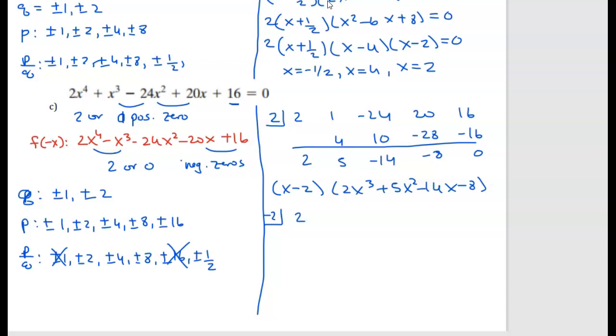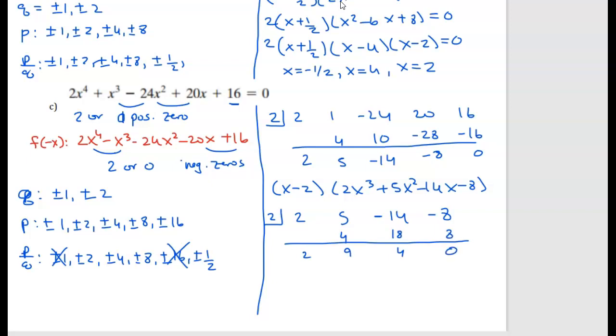So 2, 5, negative 14, negative 8. Right, so I have 2, negative 4, 1, negative 2, negative 16, 32. Alright, that doesn't work. Let's try 2 again, actually. I have a feeling about 2. 2, 4, 9, 18, 4, 8.